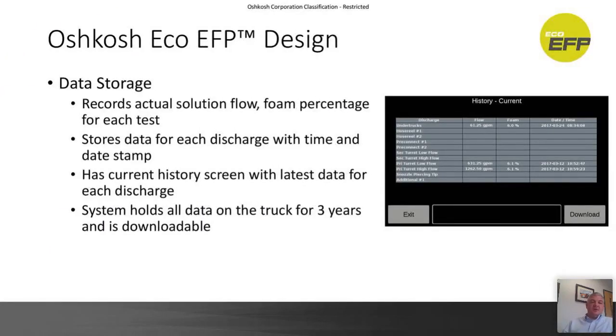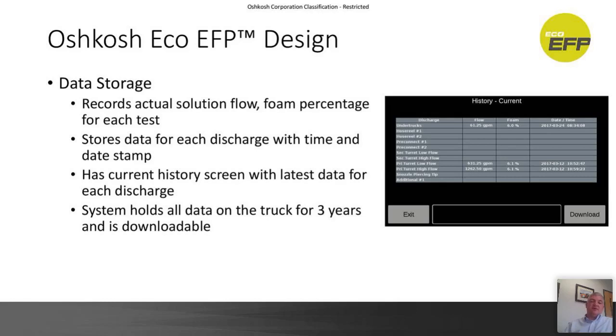As you saw in the video, there is a historical screen. All the data is stored on the truck. When you're done, you can go back and review this. On the current history screen, it will show you the latest foam test for each discharge. It'll give you the actual foam flow out of that discharge, whether it's a hand line or a turret. It'll give you the foam percentage, and then it gives you that date and timestamp to go and look at.